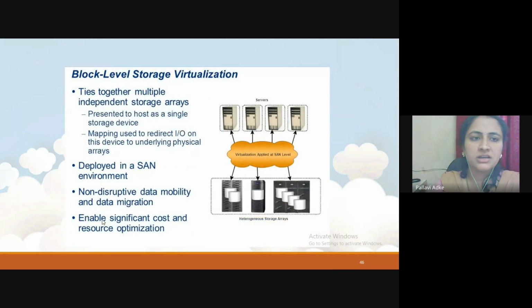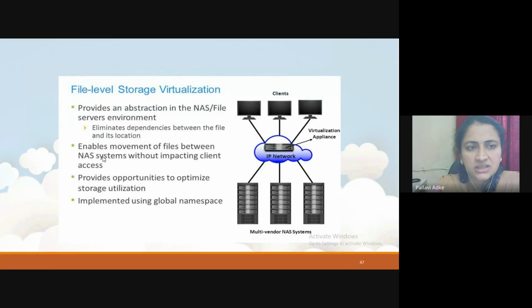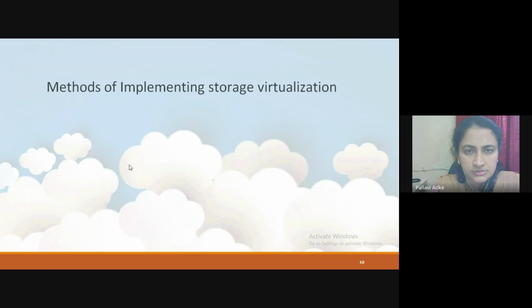So this is block level storage. It ties together multiple independent storage arrays, presented to a host as a single storage device. Mapping is used for indirection; you don't have to go into that much detail. Just explain it in your own words. That is file level systems and block level storage.